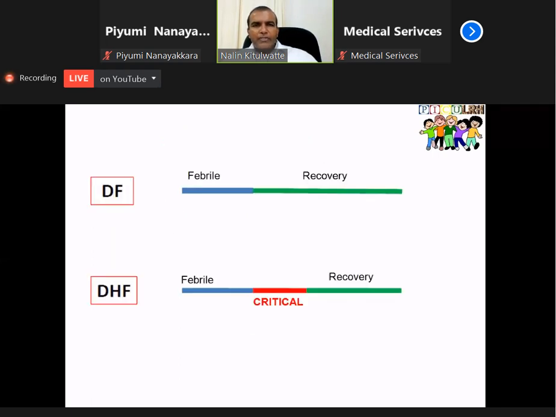So in dengue fever or DF, we have febrile phase and recovery phase, but no red area, no critical phase. But in DHF, we have febrile, critical, and recovery phases. Since we have a critical phase, that is the problem. This red area is the problem, right?